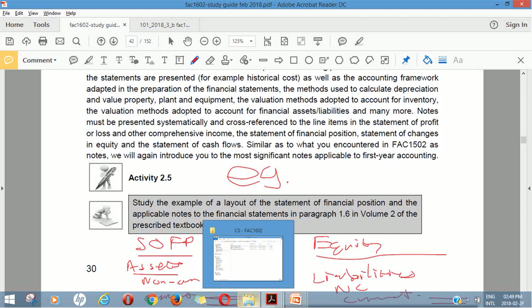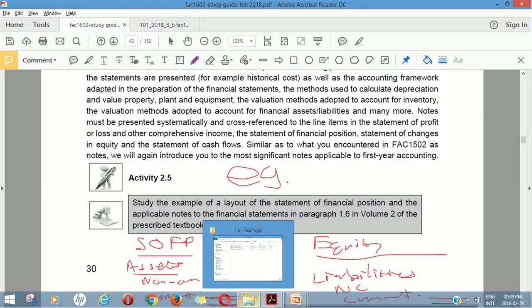How much is the total assets going to be? 25 plus 7 is 32. So it will be there. Now under equity, we will just have capital because it's a sole proprietor. Capital, I'm going to make it 15. But it will be there.